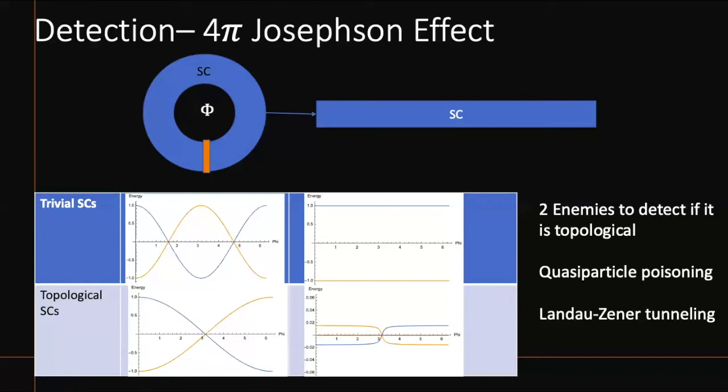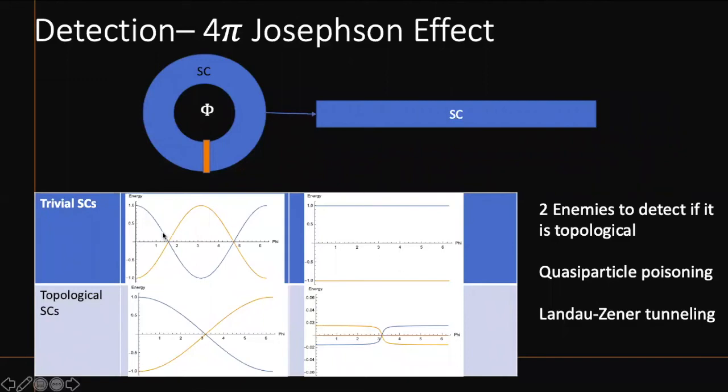The second enemy is the Landau-Zener tunneling. In this case, we assume what you have is a trivial superconductor, and you still go along this line. This time you want to do it very fast because you don't want quasi-particle poisoning. And what do you do? You climb. Oops, at this time it is very close, and it just goes to the higher energy levels because of the tunneling process, and you did it so fast.